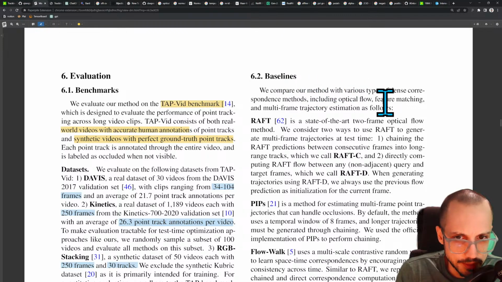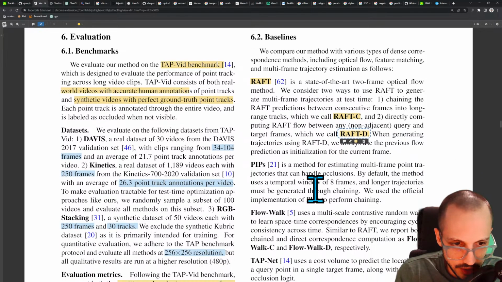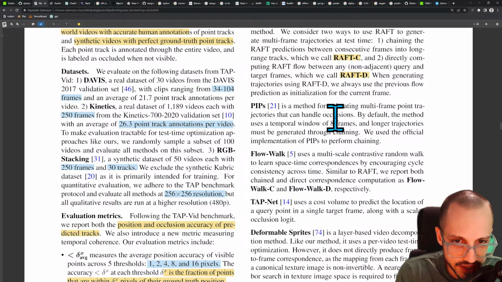We compare our method with various types of dense correspondence, including optical flow, feature matching, multi-frame trajectory, and so on. Of course, they're going to compare to RAFT. Apparently, there's also a RAFT-C and then also a RAFT-D. We always use the previous flow prediction as initialization for the current frame. Okay, so RAFT-C is chaining, where they chain the predictions between consecutive frames, and then RAFT-D is direct RAFT, so without this chaining. They have this PIP technique, which they were talking about, that looks at a temporal window of 8 frames. And then again, you need to use chaining if you want to chain motion trajectories beyond the 8 frames.